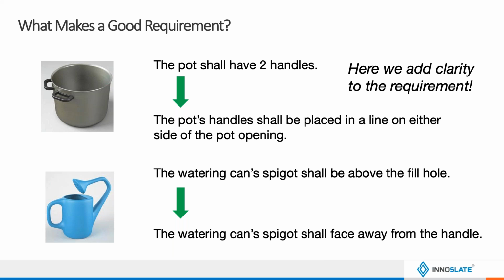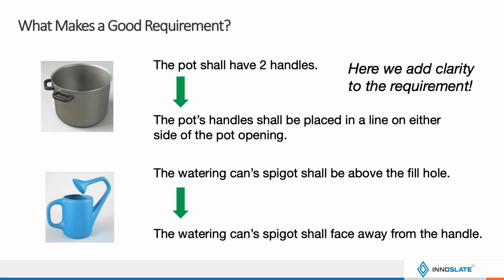As we see normal regular pots today, they do have handles on either side, so that way it's easier to manage. In the same case, you can look at the watering can picture, and you can say, well, the watering can spigot shall be above the fill hole. Obviously, that's just going to do nothing but recirculate the water back into the fill can. So we have to refine that requirement and really tell ourselves that the watering can spigot shall face away from the handle. Makes complete sense now, and it actually gives us clarity on the requirement and how we're looking to determine the functionality of the actual product here.